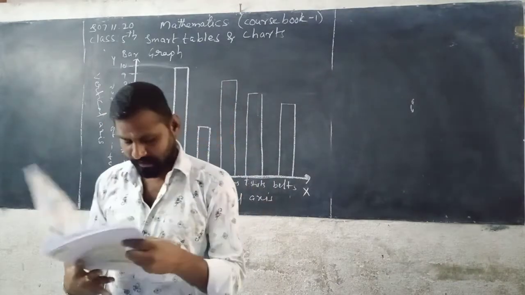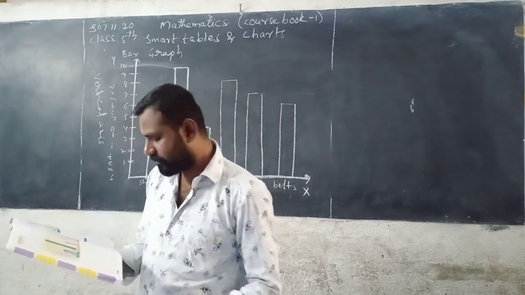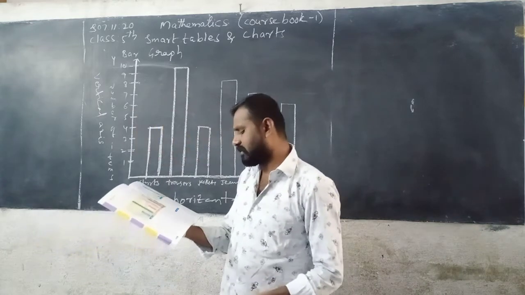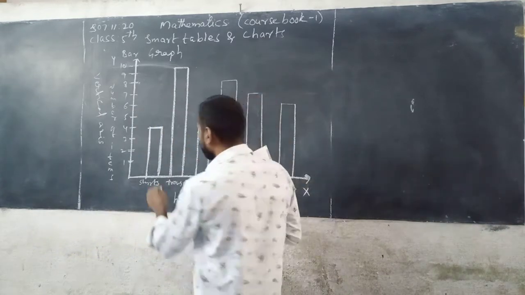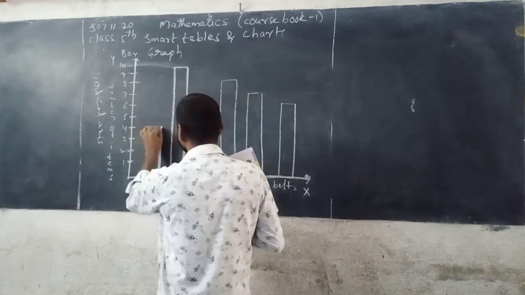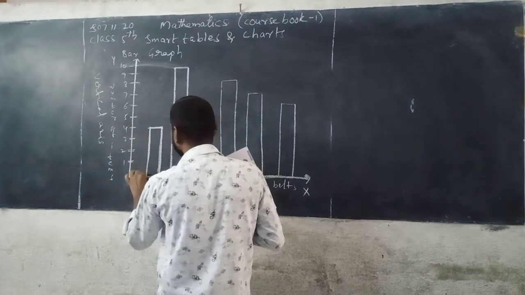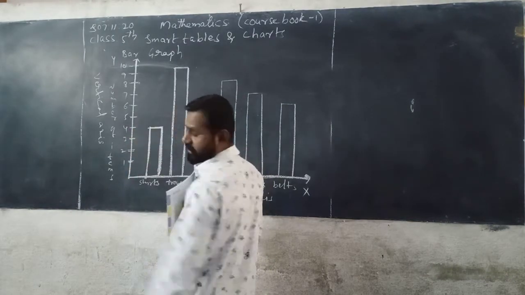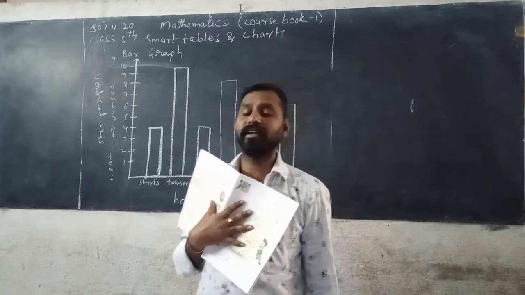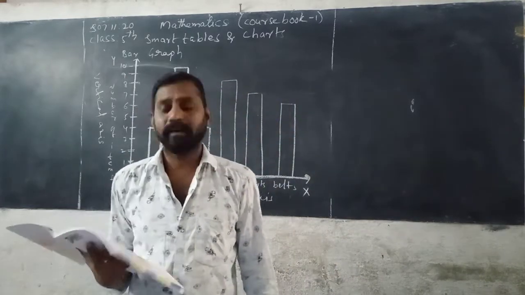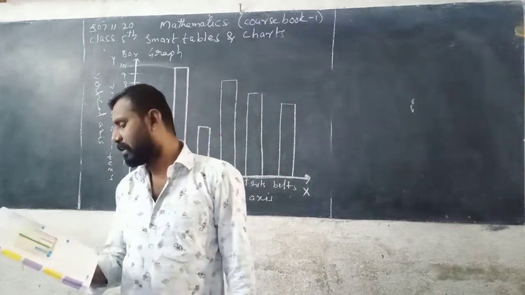Now next, the width of all the bars in one graph should be equal. This is the width. The width is equal in length in all the bars. So this is the bar graph.